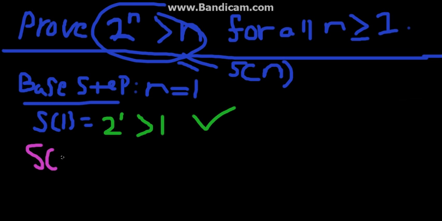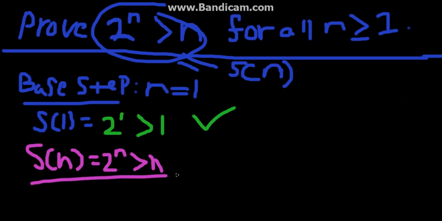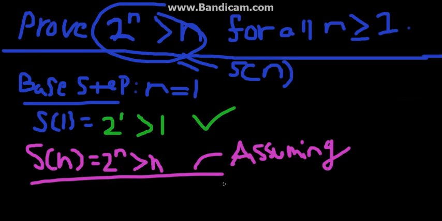So S of n, which we already know what it is, 2 to the n, which is less than n. How induction works is by assuming that this is true, assuming what you're trying to prove. I know that kind of seems weird, but you're just going to have to trust me on this, or just check out hopefully my next video, because I go into it.